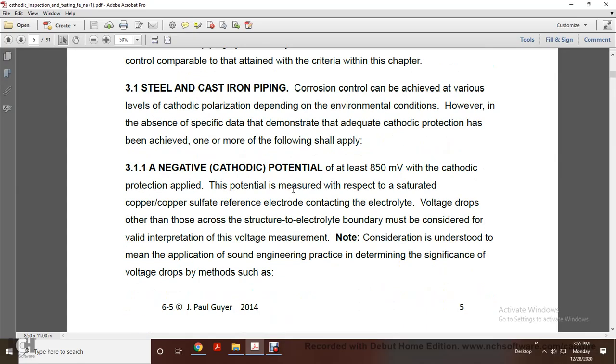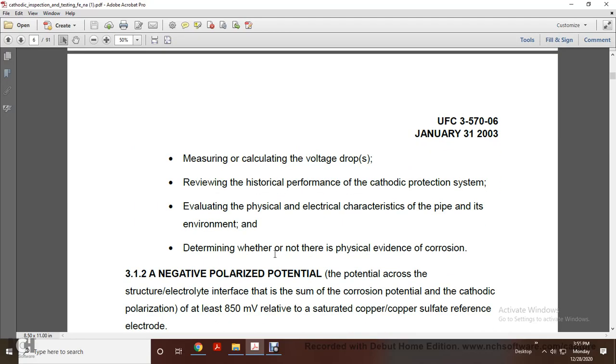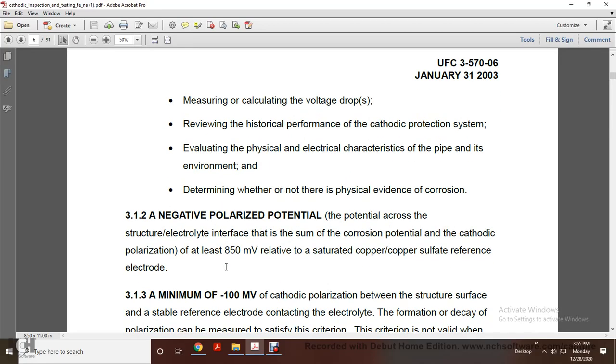3.1.1. A negative cathodic protection potential of at least 850 millivolts, with the cathodic protection applied. The potential is measured with respect to a saturated copper sulfate reference electrode contacting the electrolyte. Voltage drops other than those across the structure-electrolyte boundary must be considered for valid interpretation of the voltage measurement. Consideration is understood to mean the application of sound engineering practice to determine the significance of the voltage drop by methods such as measuring or calculating the voltage drops, reviewing the historical performance of the cathodic protection system, evaluating the physical and electrical characteristics of the pipe in its environment, and determining whether or not there is physical evidence of corrosion.